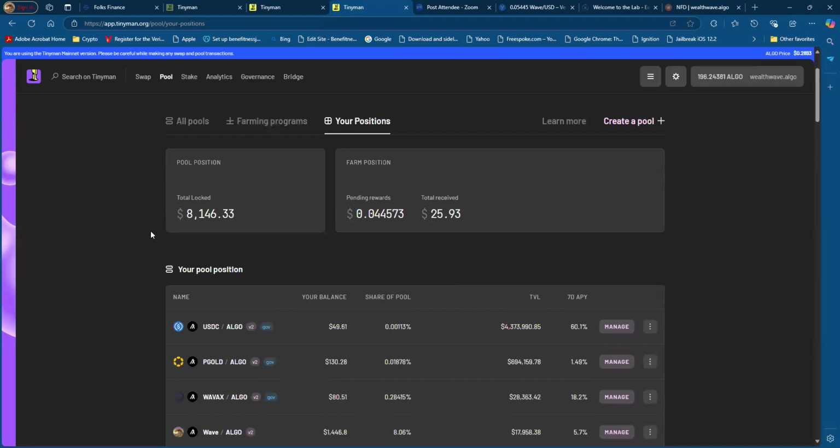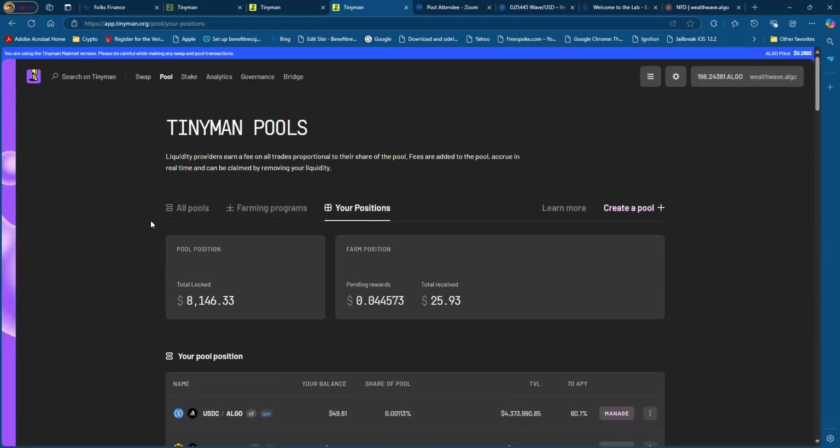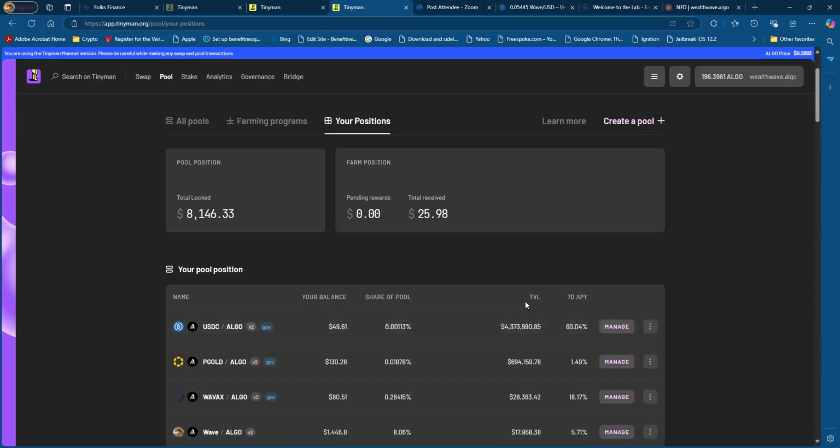Hey, you want a real math question real quick? How much money would I have to add to the USDC and algo pool to get a 10% cut? What do you mean, 10% of the pool? Yeah, 10% of the pool. You would take the total value locked of the pool and multiply it by 0.1. Thanks, Nate. TVL is $4.37 million, that's 4,373,000. Might as well call that 4,374,000. And then you want 10% of that. So you need about $437,000.